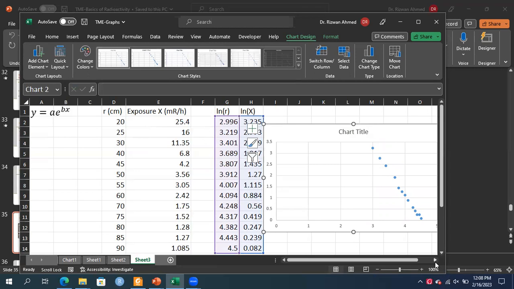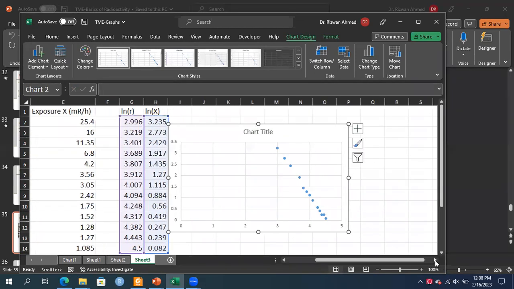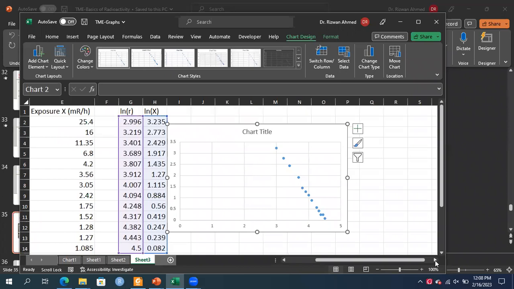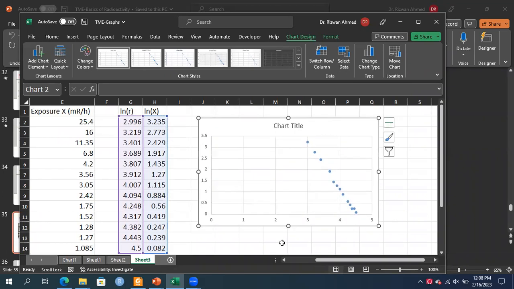A graph without labels is not a good thing. So whenever you make a plot, you must provide what is on x-axis and what is on y-axis. These are known as axis labels. So it's a straight line. It's a straight line on the linear scale.